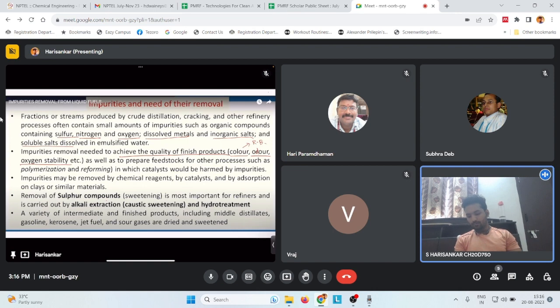So removal of sulfur compounds is generally called sweetening. Crude oil that has very low sulfur is generally called sweet crude. And usually, when we compare crude oil prices, sweet crude is slightly more expensive compared to sour crude, which has high sulfur content. Removal of sulfur is usually conducted in two main ways, mainly by alkali extraction and hydrotreatment.